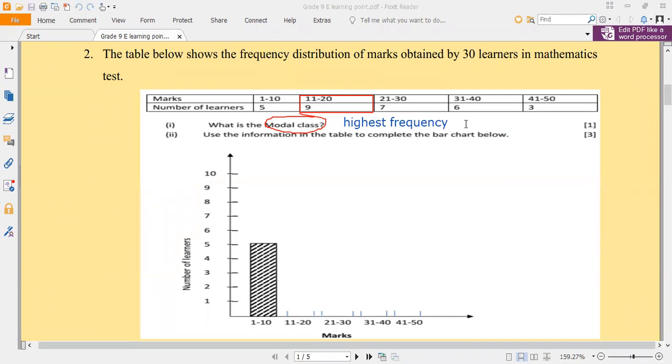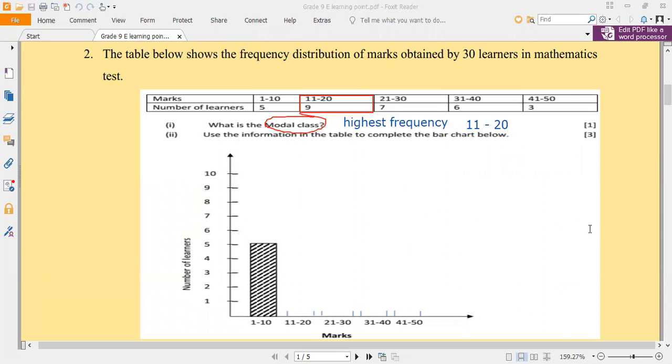Therefore, the marks that got us the highest number of learners are the marks between 11 up to 20. So 11 up to 20 is the modal class. The modal mark class. Why have we picked on that? Because that is the range that has given us the highest number of learners.